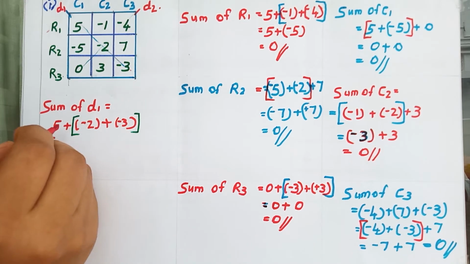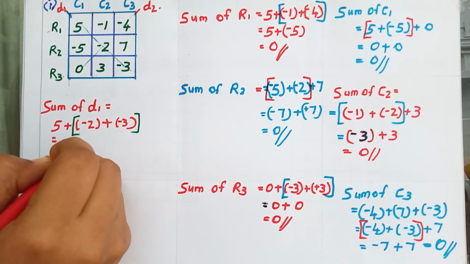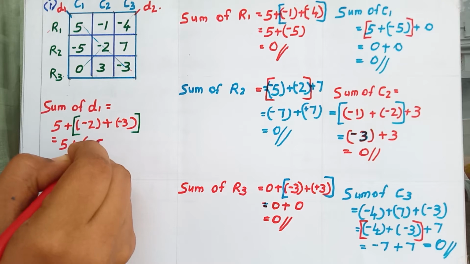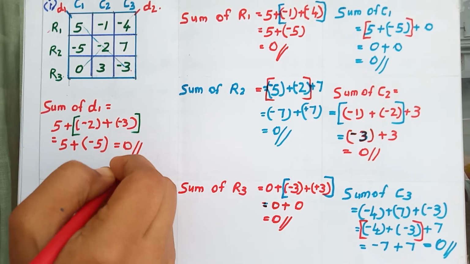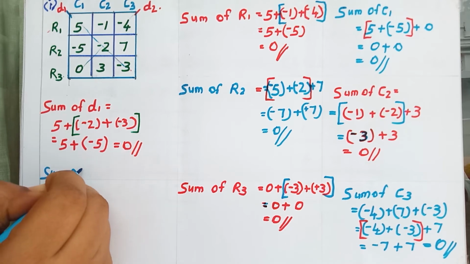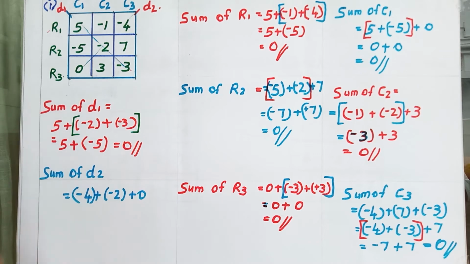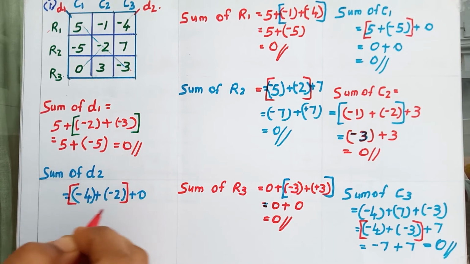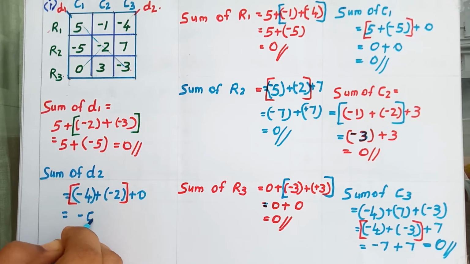So keep it in a bracket. Then 5 plus minus 2 plus minus 3 again will be minus 5. Then the sum will be 0. Sum of the numbers in D2 equal to, so we can keep these two negative numbers in a bracket. Then after adding, the answer will be minus 6.